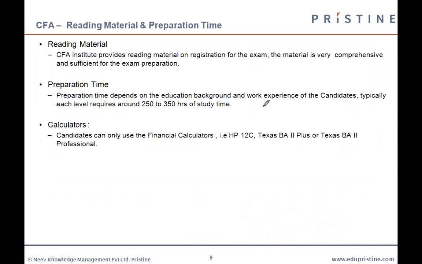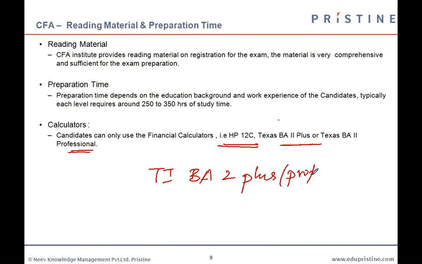So when it comes to the CFA exam, only 2 calculators are endorsed by CFA Institute. One is the HP12C, the other one is the Texas Instruments BA II Plus or Professional Edition. I strongly recommend you take the Texas Instruments BA II Plus Professional Edition as a calculator.